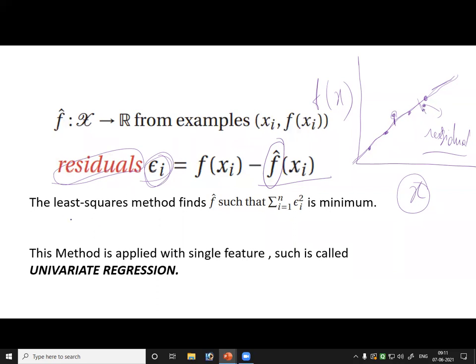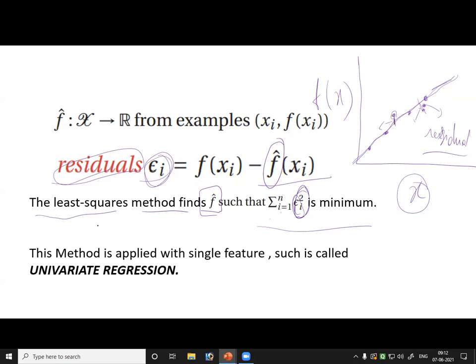Now the least squares method finds f hat such that the sum over i equals 1 to n of epsilon i whole square is minimum. Epsilon i whole square, because the error can be negative as well as positive. Sometimes it tends to negative and sometimes to positive. So if you take squares, there is no need to consider the sign, positive or negative. That's why we are taking epsilon i square.